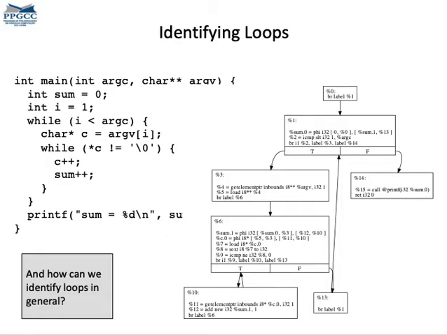So I have here a program on the left side of the figure, and its CFG on the right side. How can we identify loops in the program's CFG? Would you like to stop the video and think about this question, how to identify loops?